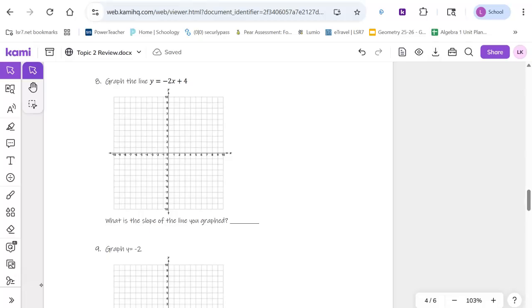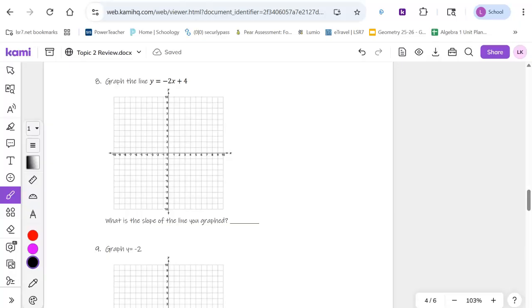Number 8 says graph the line y equals negative 2x plus 4. So this is already in slope-intercept form. So to do that, we're going to identify our slope and we're going to identify our y-intercept. Our slope is negative 2. Our y-intercept is 4. So remember, you can write that as (0, 4).